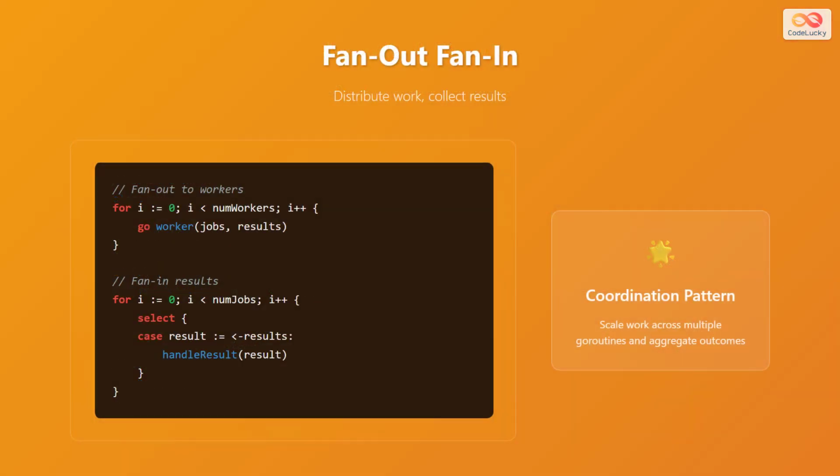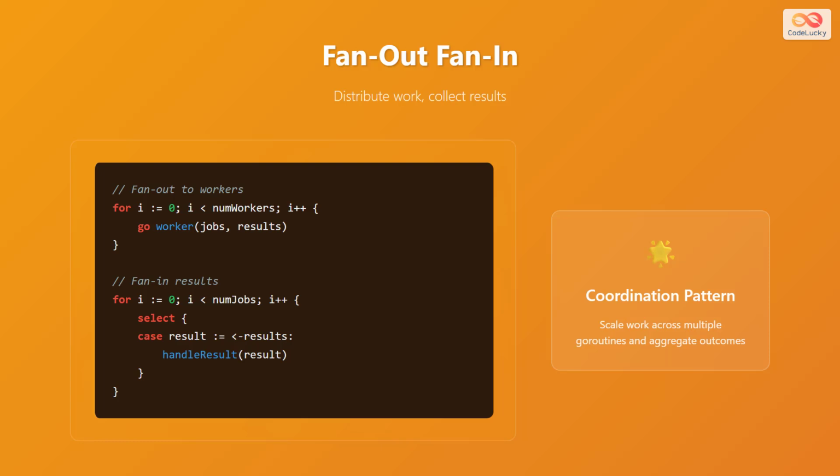The fan-out fan-in pattern distributes work to multiple workers and collects the results. It improves concurrency and processing speed. The fan-out stage distributes work to multiple workers. We launch multiple worker Goroutines using a for loop. Each worker receives jobs from the jobs channel and sends results to the results channel.